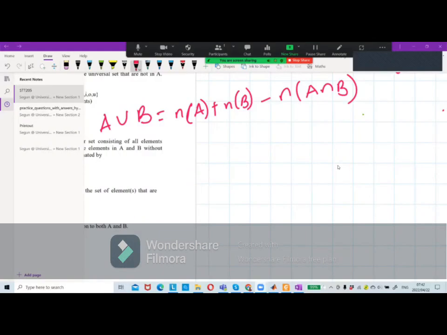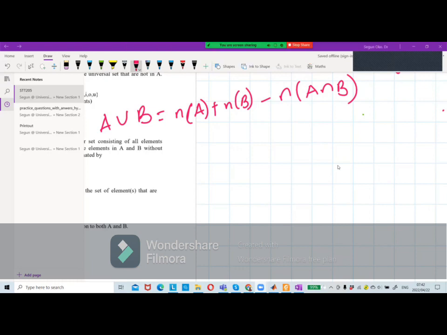Okay, the definition is: the number of A union B is equal to the number of A plus the number of B minus the number of A intersection B. So let's take note of that.